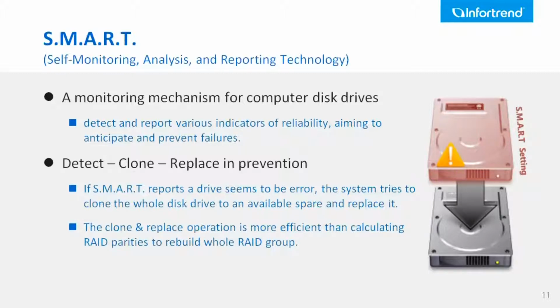Instead of rebuild, clone and replace consumes fewer system resources and impacts performance less. This action can start actively in hardware-based RAID, unlike software-based RAID, which passively starts the error handling process when actual data accesses the problematic block on the disk drive. That is one of the Infortrend RAID technologies based on SMART.